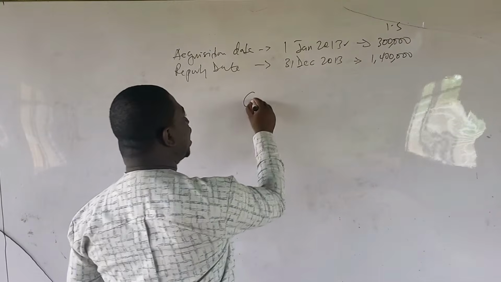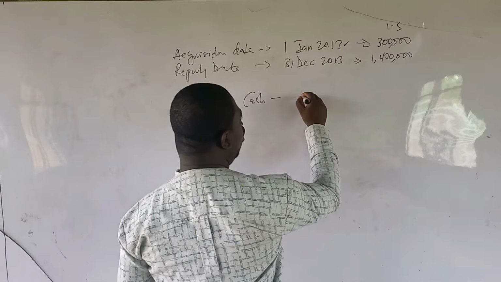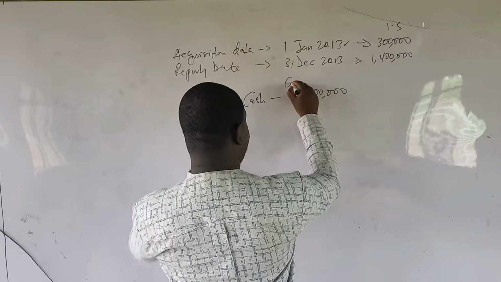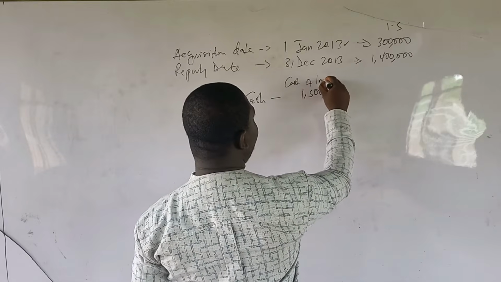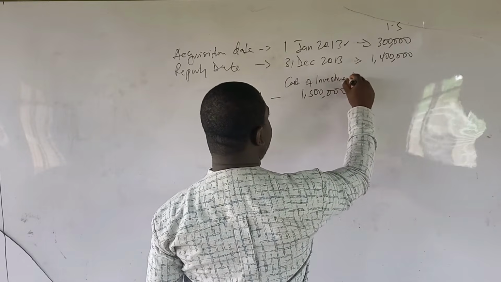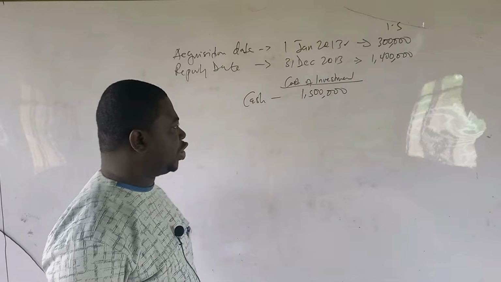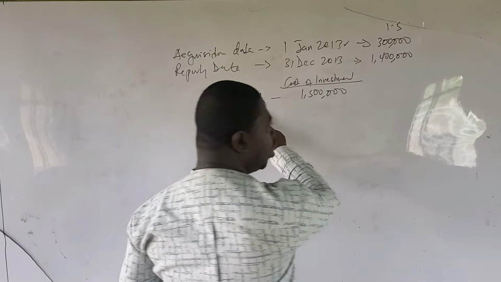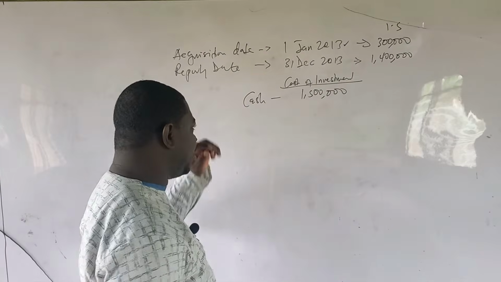Now, you are paying an initial cash of 1.5 million. These are the terms of the purchase, or the cost of the investment, or what we call the purchase consideration. So for the cost of the investment or the purchase consideration, we have 1.5 million Ghana cedis in cash, which is going to be paid by GBL to ABL.